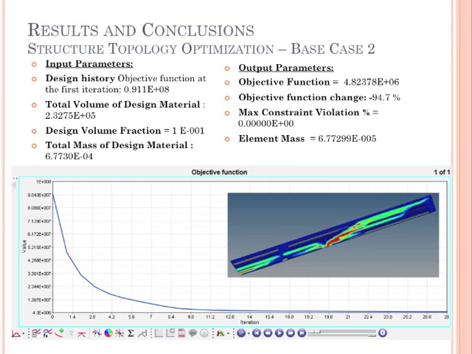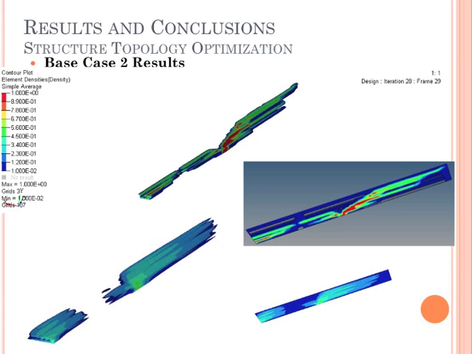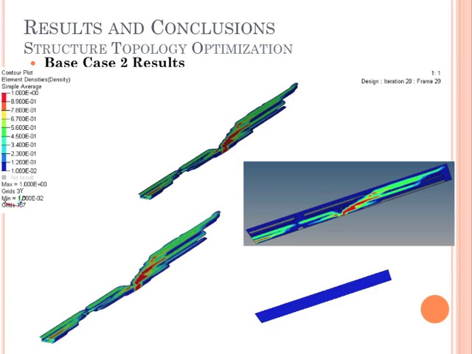This element mass is more than base case 1, and the objective function produces a less favorable mass to volume ratio, so base case 1 is the optimal design so far. And this is the animation of the iterations for the design topology optimization.